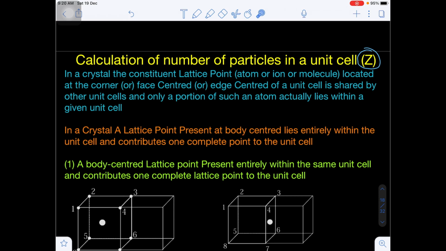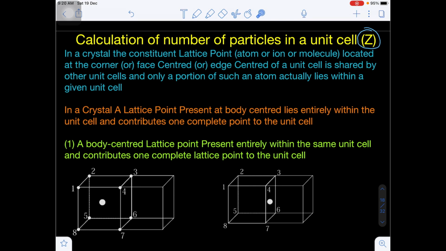Now here, the lattice point which is present at the center of the body is entirely present within the unit cell only. That means that particle will be contributed to only one complete unit cell. Are you getting my point? That particle will be entirely present in the unit cell, shared by that unit cell only. That is very, very important.